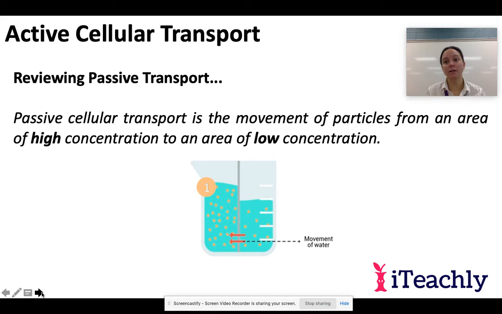So a cell has to find a way to compensate for that happening, that natural kinetic energy of molecules, the natural tendency for molecules to move from high to low. And that's where active transport comes in. Because we don't want to, for instance, have a whole bunch of salt build up in our cells. Okay, that's bad. We don't want to have a lot of salt. So we need to counteract that high to low concentration.